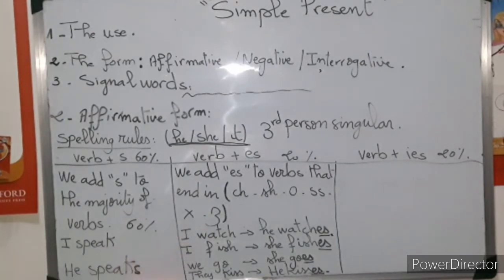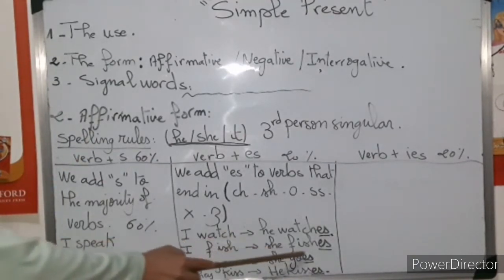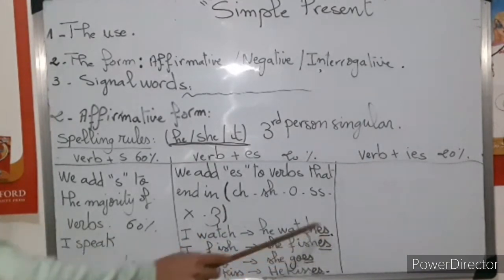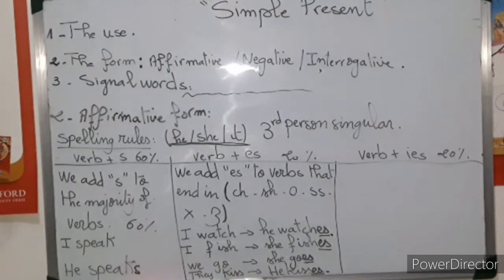Okay? Let's see the second example. I fish. We fish. Okay? It's a verb. She fishes. We add ES. Okay? ES. Another example. We go or we do. Okay? We go to school. She goes. We add ES, not S.